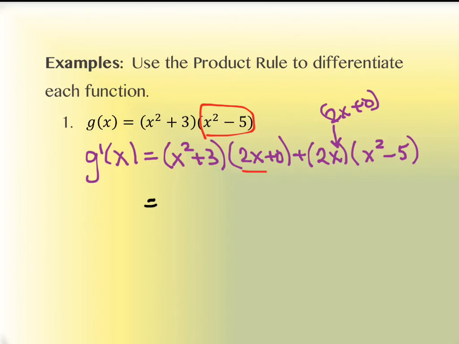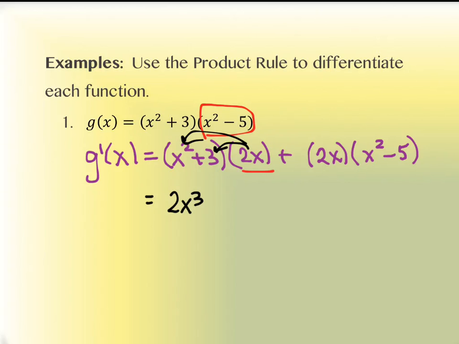I've got x squared plus 3 times 2x. I'm going to write it back the way it was so I can see the multiplication cleaner. So I've got x squared times 2x, which is going to give me 2x cubed. So I'm just distributing these. And then I have the 3 times the 2x, which is going to give me 6x. And then over here I have the 2x times the x squared, which gives me 2x cubed. And I have the 2x times the negative 5, which is going to give me negative 10x.